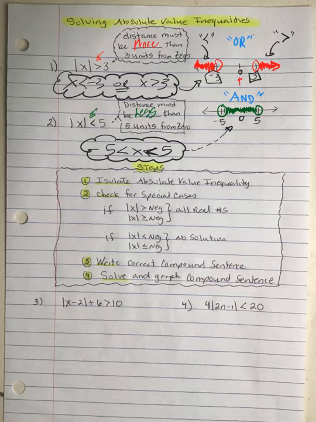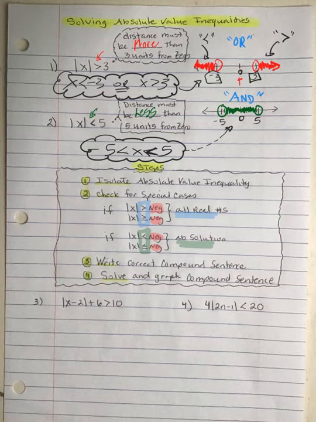Okay, steps to solving an absolute value inequality. Step 1, isolate the absolute value inequality. 2, check for special cases. Now there are more special cases, but we're just going to look at the ones that are negative. In Algebra 2, there are some more special cases with 0, and those get a little bit tricky, so we're just going to have you keep your eyes out for the special cases with the negatives. So if you have a greater than or equal to symbol, it's all real numbers. If you have a less than or equal to, it's no solution. And we'll talk about why that is in a second.